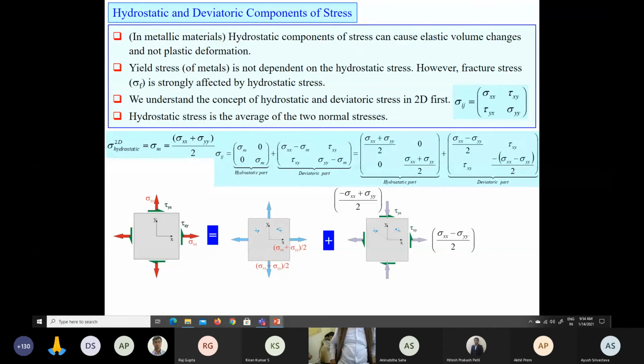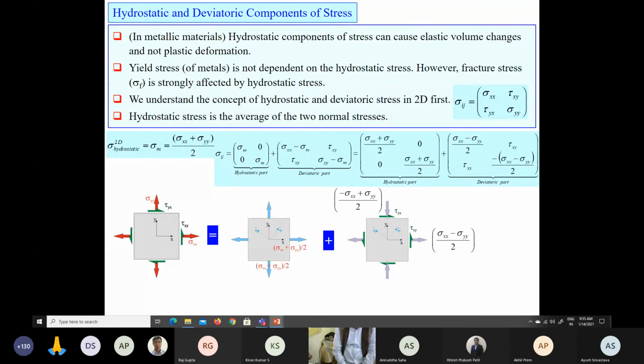Now, let us finally come to the hydrostatic and deviatoric components of stresses. So the hydrostatic component of stresses, as we had discussed earlier, causes change in volume. So hydrostatic components can cause elastic volume changes and not plastic deformation. So it is causing a change in volume delta V. That is the reason it is called hydrostatic. It's pressurized from all sides equally, like hydrostatic fluid pressure.